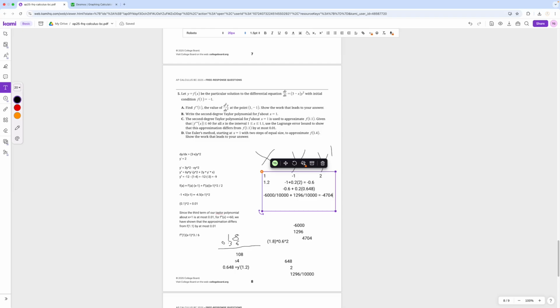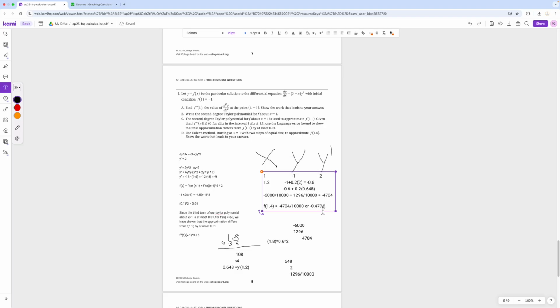This means that at f of 1.4, we have the value of y approximated with Euler's method to be negative 4704 divided by 10,000, or you can write down the decimal negative 0.4704.